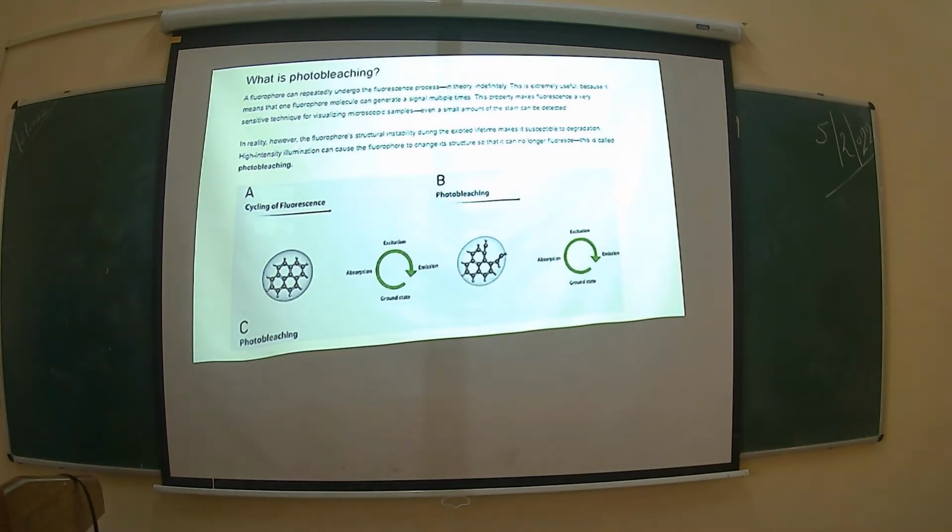In reality this is not true. In theory yes, but in reality the fluorophore is structurally unstable due to excitation light, which makes it susceptible to degradation. It fluoresces every time, but when you put some light, it will make one cycle and then degrade. High intensity illumination can cause the fluorophore to change structure so that it can no longer fluoresce. This is called photo bleaching.